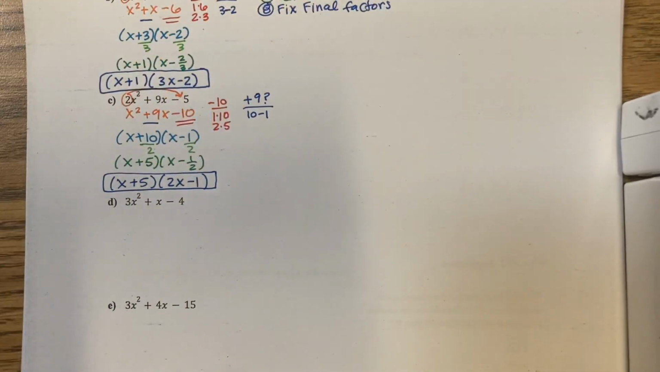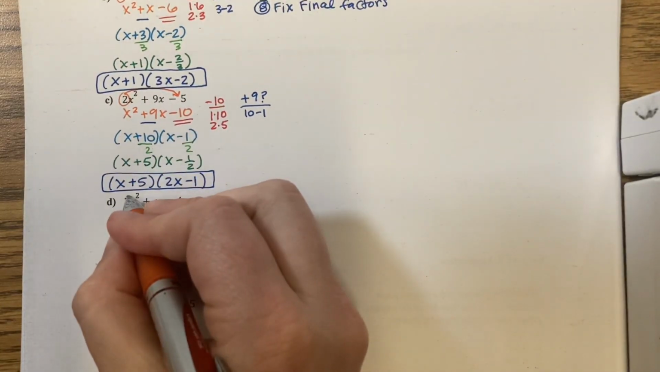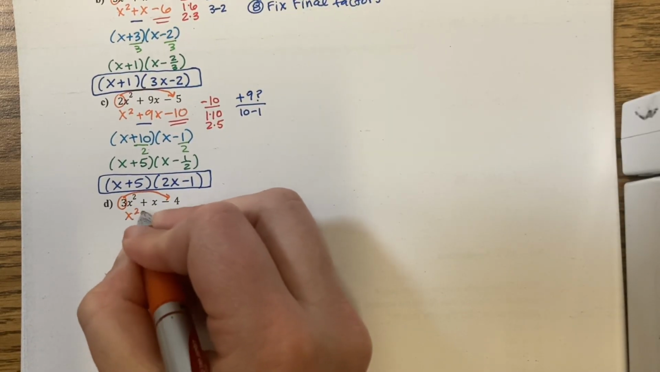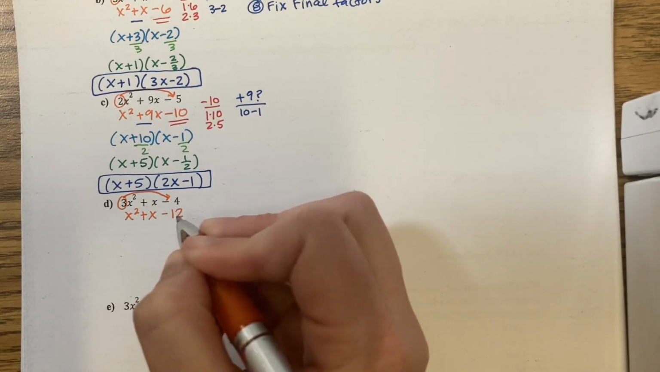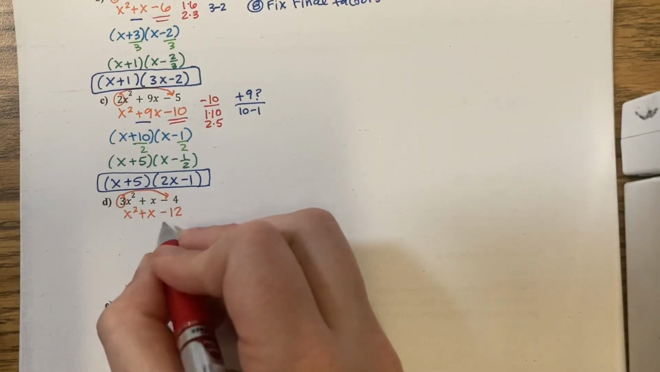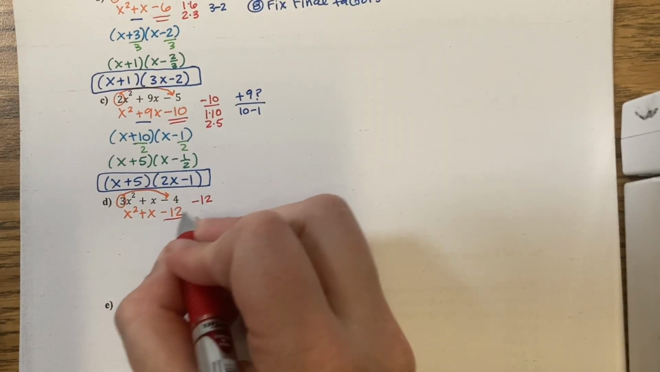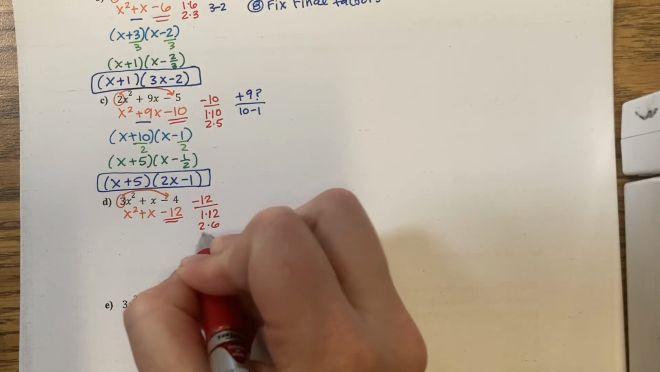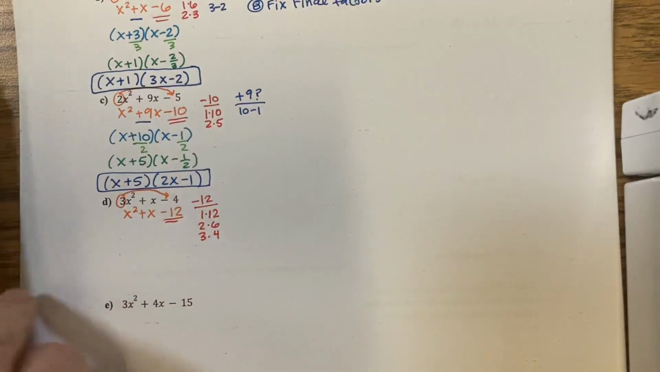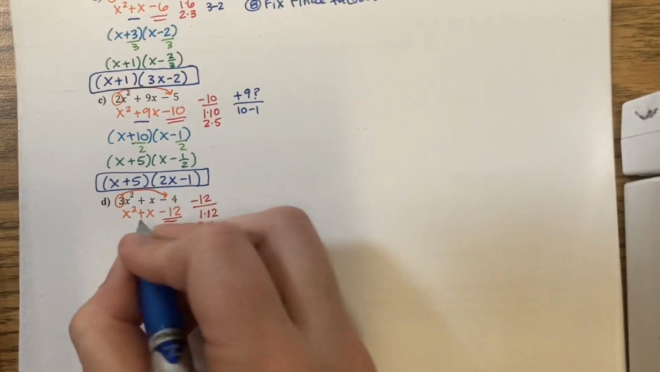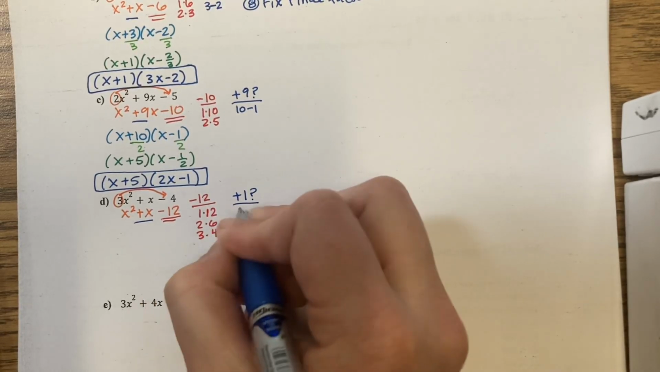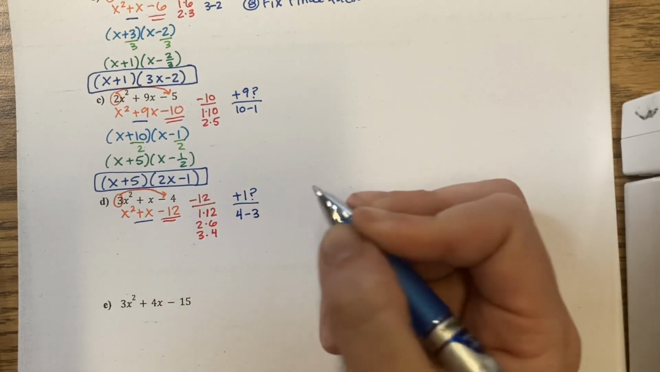Example D, sorry, I saw the 3. And I multiply that over to the end. 3 times 4 makes it 12. Multiples of 12: 3 times 6, 3 times 4. And I need it to add to a plus 1. 4 minus 3.